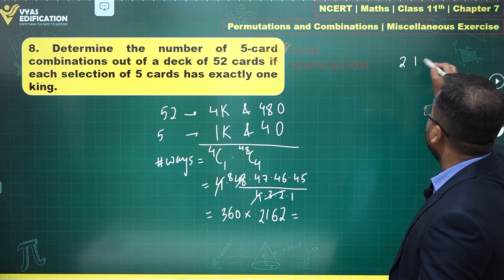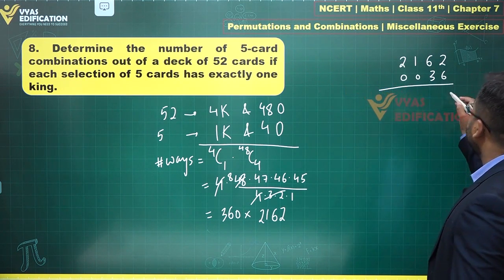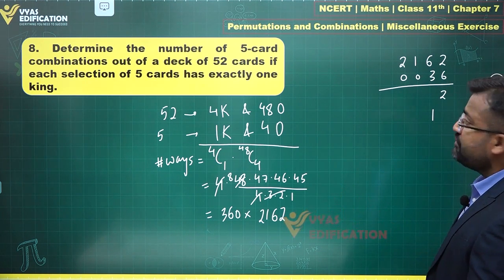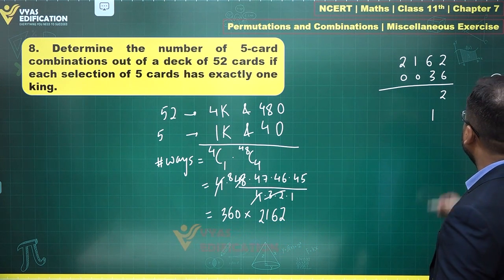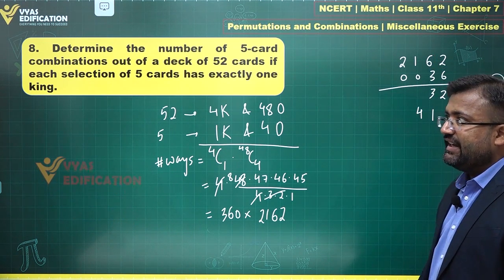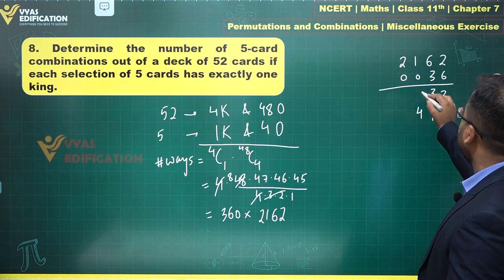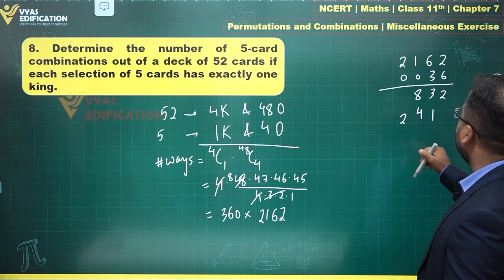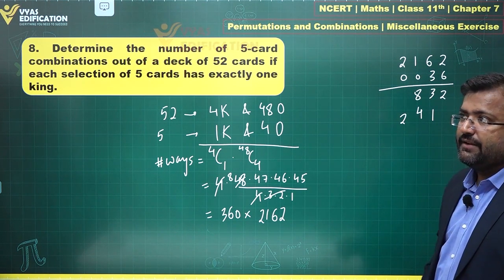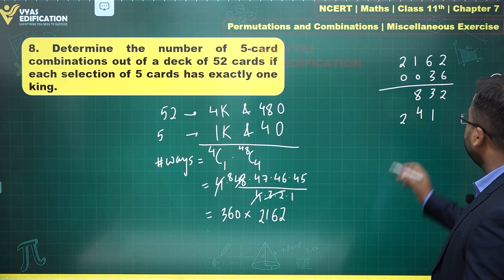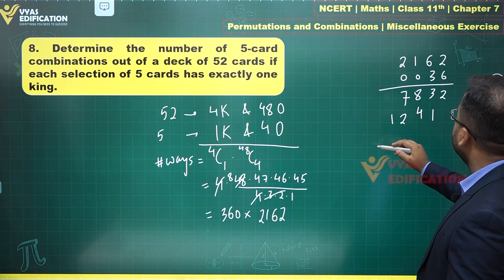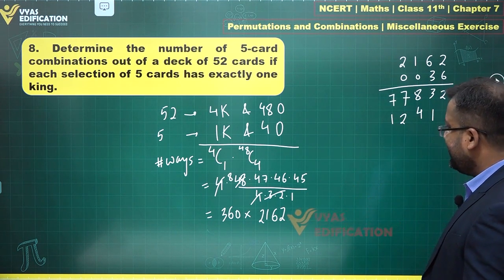2162 times 36. 6 times 2 is 12, carry forward a 1. 6 times 6 is 36 plus 1 is 37, 7 and you carry forward a 3. 6 times 1 is 6 and 6 times 3 is 18. 24 plus 4 would be 28, 8 and you carry forward a 2. 6 times 2 is 12, plus 3 times 1 is 3, 15 plus 2 is 17. So 7 and you carry forward a 1. 3 times 2 is 6 plus 1 is 7. So 7, 7, 8, 3, 2 is what I get.